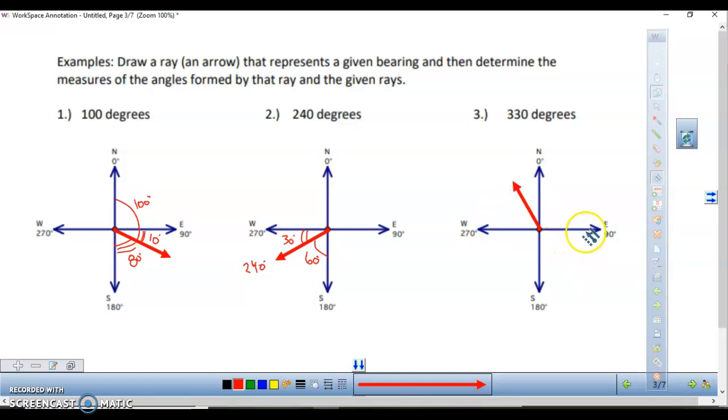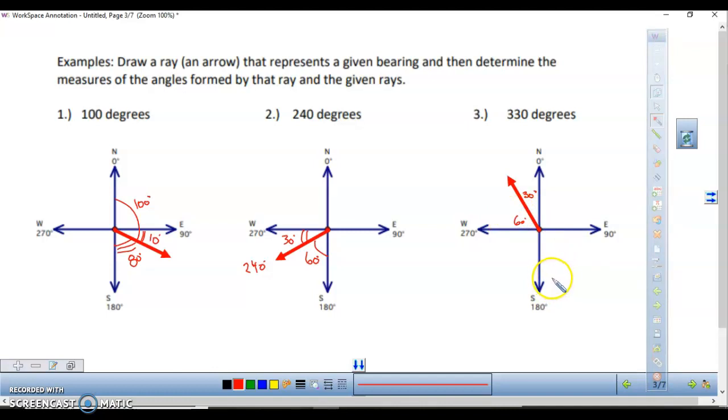But another quicker way to think about it is that all the way around the circle is 360 degrees. So 330 is just 30 degrees shy of a full rotation around the circle. So if you wanted to do it a little bit quicker, you could just go this direction, and that's 30 degrees before you've reached 360. And also, as I mentioned before, 330 degrees is 60 degrees past 270. So there we have it.